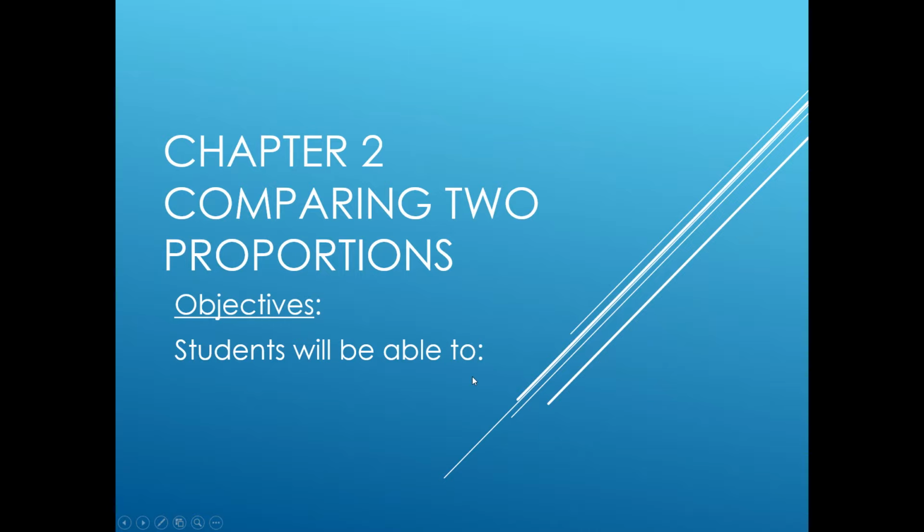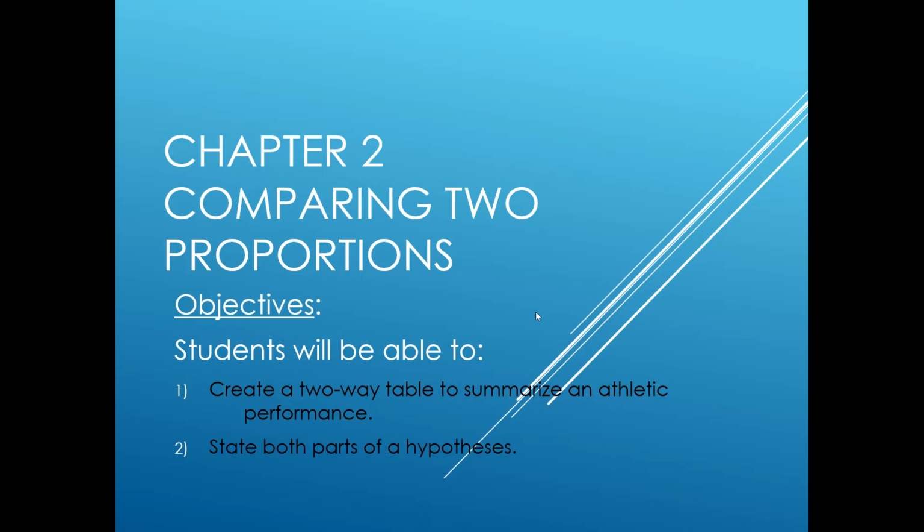So we're going to get started today with Lesson 1, which has two objectives that I would like you to be able to do by the end of the lesson. The first is to create a two-way table to summarize an athletic performance. And the second is to be able to state both parts of a hypothesis.